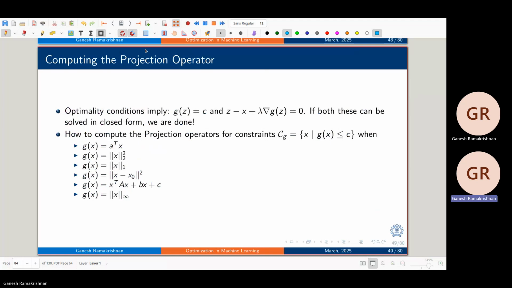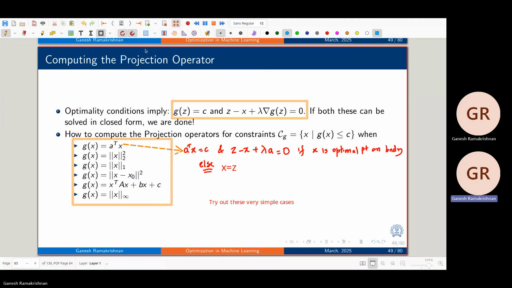g(x) is A transpose x, let's say less than or equal to 0. g(x) is norm x square less than or equal to some theta, whatever, right? I mean, some constant. Norm x1 less than or equal to some constant. So less than or equal to some constant, not greater than. Less than is what makes sense.